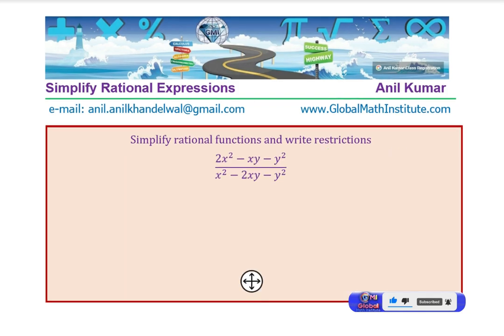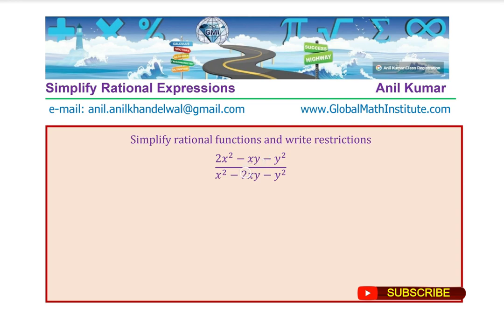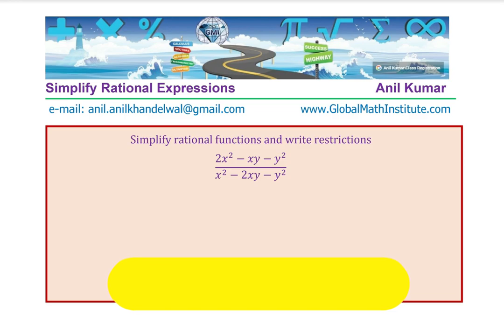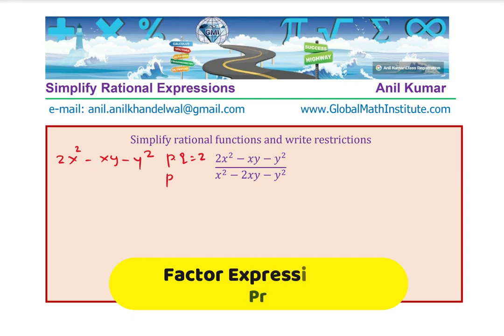Let's take up the next example. In fact, this is very similar to what we just did. So I'd like you to factor the numerator and denominator and then simplify and write the restrictions. So let's begin with the numerator, which is 2x squared minus xy minus y squared. Product and sum. The product is 2, right? So the product of the two should be 2 and the sum should be minus, right? In fact, I should write 2y squared, right?